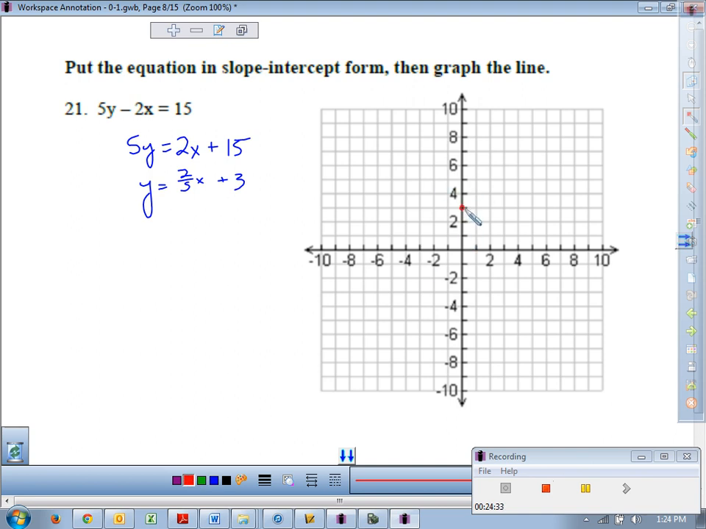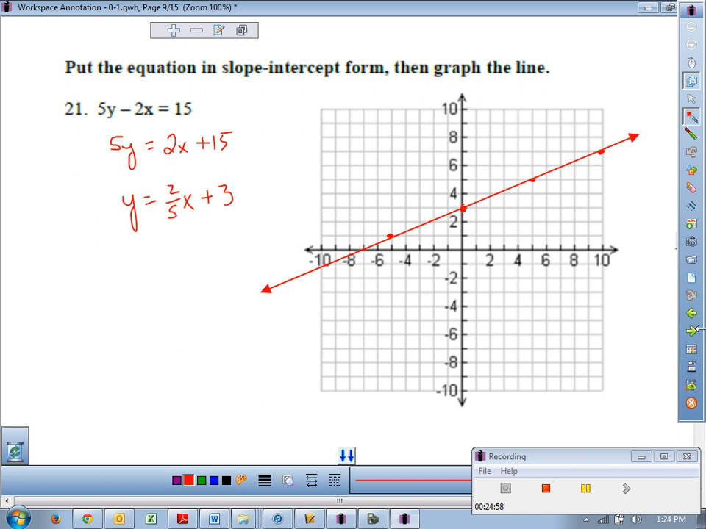So we'll graph that puppy. We'll start at 3 on the y-axis, and then rise 2, because it's positive, and run 5. And we'll do it again. And I like to have 4 points, so I want to go down 2 and to the left 5 on the other one. Sometimes you can't get 4 points on the graph, depending on what your slope is. But if you can get 4 points, please fit 4 points on there, and then connect with the straight edge through the grid.